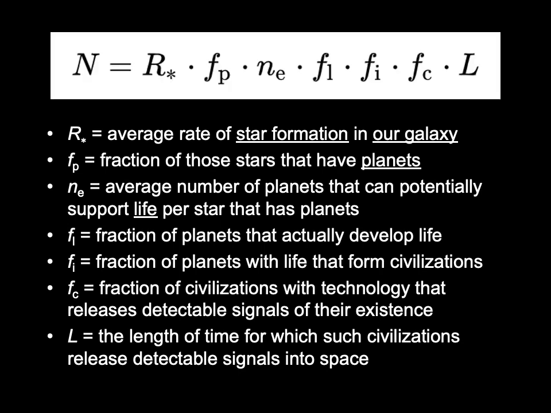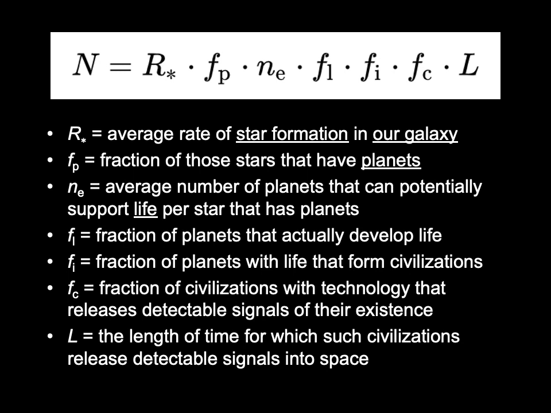So he said that the number of civilizations out there in the universe would be equal to R*, the average rate of star formation in the galaxy, times fp, which would be the fraction of those stars that have planets. ne would be the number of planets that could potentially hold life per star. fl, the fraction of planets that actually develop life. fi, the fraction of planets that have life that form civilizations. fc, the fraction of civilizations with technology that produce signals. And then L, the length of time for which civilizations can release those detectable signals into space.